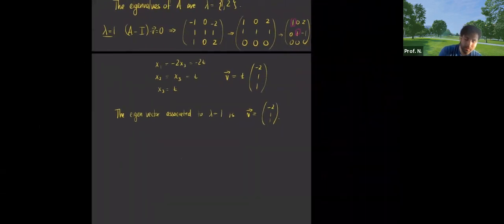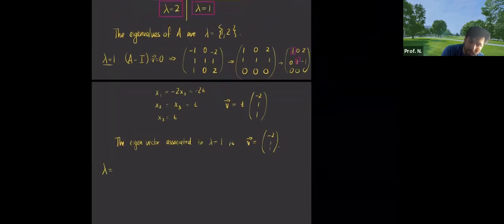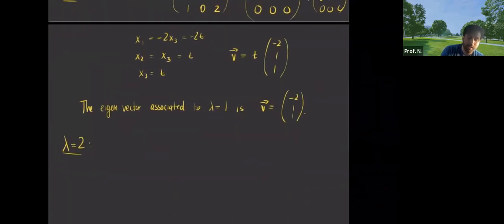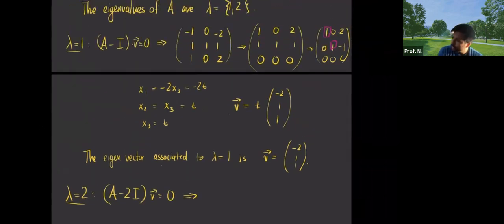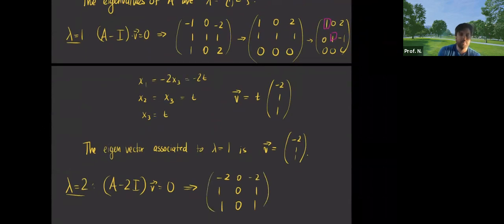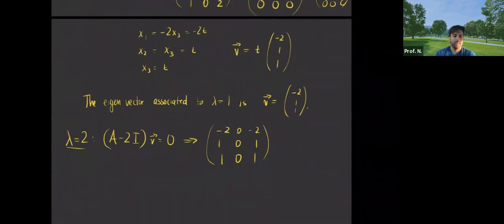Okay, and then let's look at the last one. When lambda is 2, what happens here? Well, this becomes A minus 2I times v equals 0, which means what? I'm subtracting by 2, right? So this becomes negative 2, this becomes 0, and this becomes 1. And then this becomes 1, 1. This is 1, 0. And this is 0, negative 2. But wait a minute. This is repeated. And this is just a scalar multiple of this.